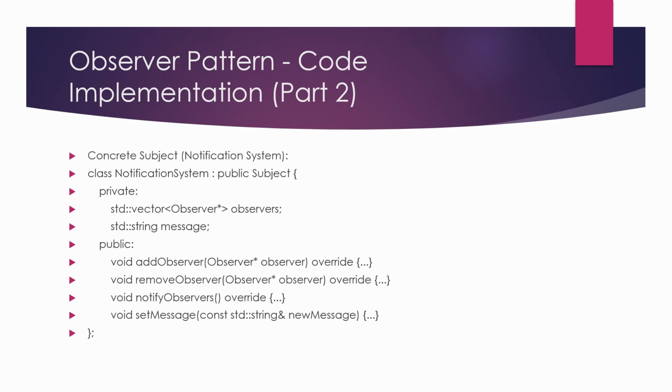In the next part of the implementation, we define the concrete subject class, which implements the subject interface. The notification system class maintains a list of observers and notifies them when the state changes. It also includes a set message method to trigger the notifications.